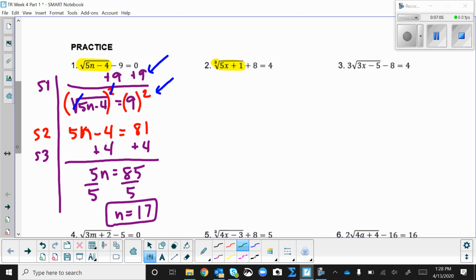So we are going to start by subtracting 8 from both sides. So that's step 1. That leaves me with the cube root of 5x plus 1 equals -4. Now step 2, I want you to read that to yourself. I know I already had you do it. I want you to do it again.